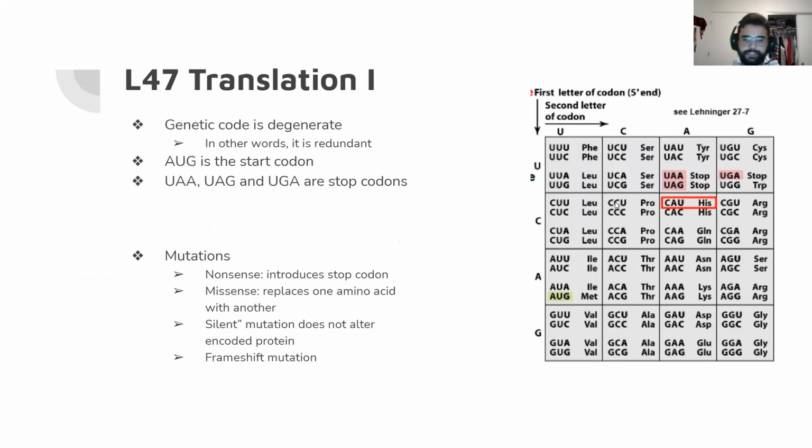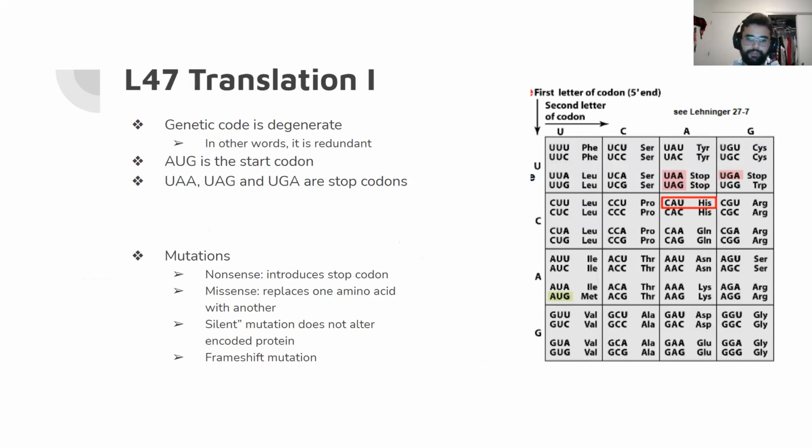So the genetic code is degenerate, in other words, it's redundant. We have multiple codons that code for the same amino acid. There are 4 codons that you have to know. We have our AUG, which is our start codon, and our UAA, UAG, and UGA, which are our stop codons.